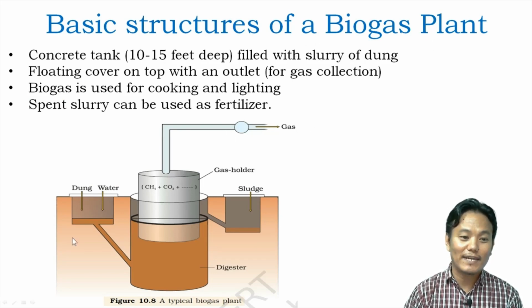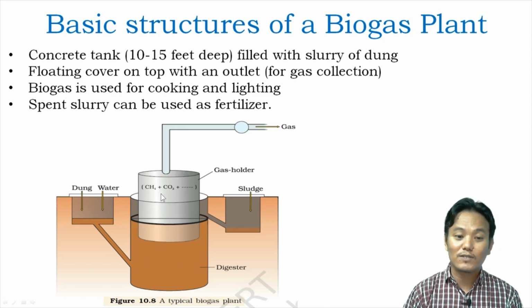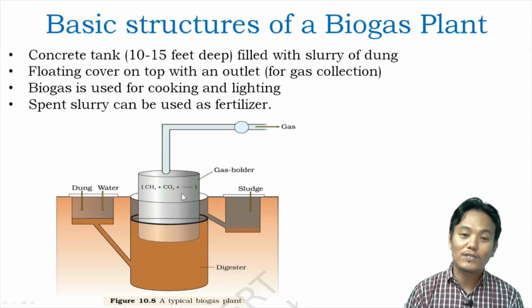So here is the diagram representing a typical biogas plant. A typical biogas plant contains a concrete tank which is about 10 to 15 feet deep, and that concrete tank is filled with a slurry of dung through this inlet. So the slurry of dung becomes the source of methanogens. Along with the slurry of dung, we can also add kitchen waste and other organic matter as well. The methanogens present inside the dung will anaerobically break down all the organic matter present inside the slurry, and will produce biogas which consists of methane, carbon dioxide, hydrogen, etc.